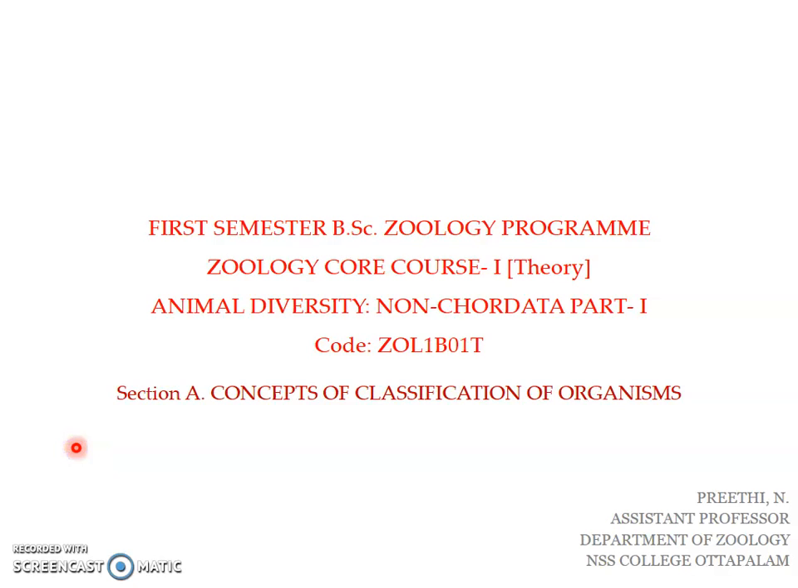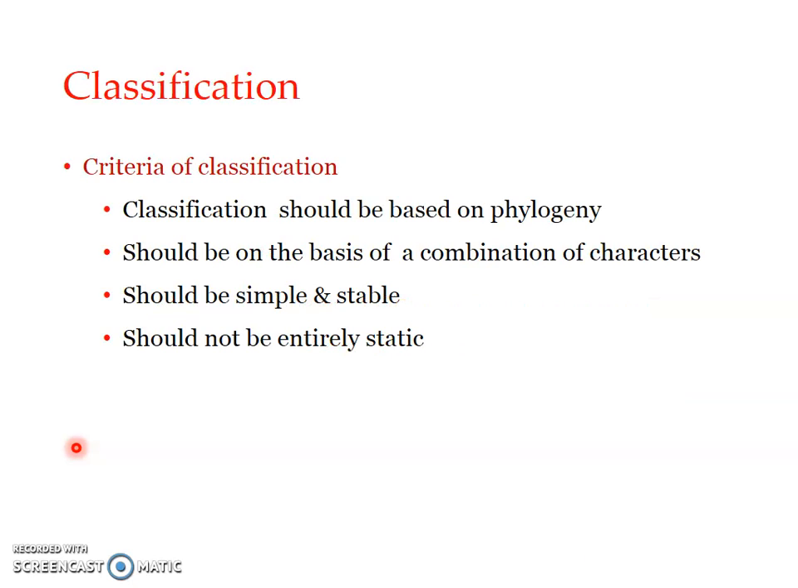Welcome back. So this is the first semester BSc Zoology core course paper. We have been discussing classification and nomenclature. So we'll be continuing with the classification here, a deeper study of classification. What are the different criteria upon which the biological classification is made?